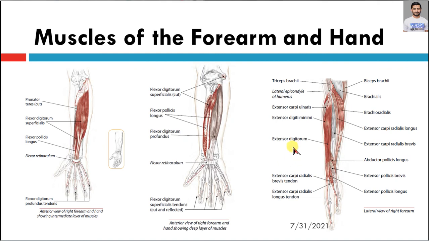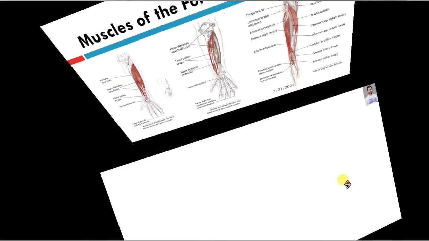In this view, there are different muscles that can be seen. This is the lateral view. A very important muscle is the extensor digitorum, along with the brachioradialis and the extensor carpi radialis brevis. And there is another muscle called the extensor carpi radialis longus. Then these are the muscles for the thumb, and they make the anatomical snuffbox: the extensor pollicis brevis, abductor pollicis longus, and extensor pollicis longus.